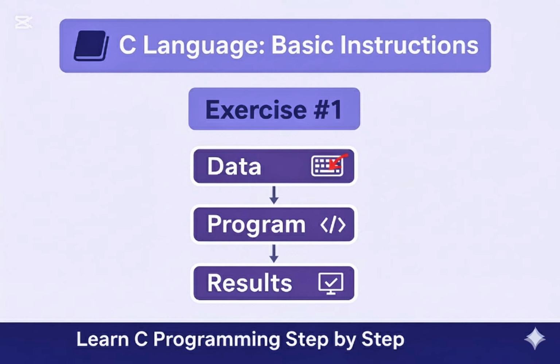We start with the data phase, where we use the keyboard to enter a specific value, in this case, the birth year. This data is then processed inside the program using C instructions. Once the processing is complete, we reach the results phase, where the computer displays the final age on the screen. This transition from raw data to a meaningful result is the core of every program we build.